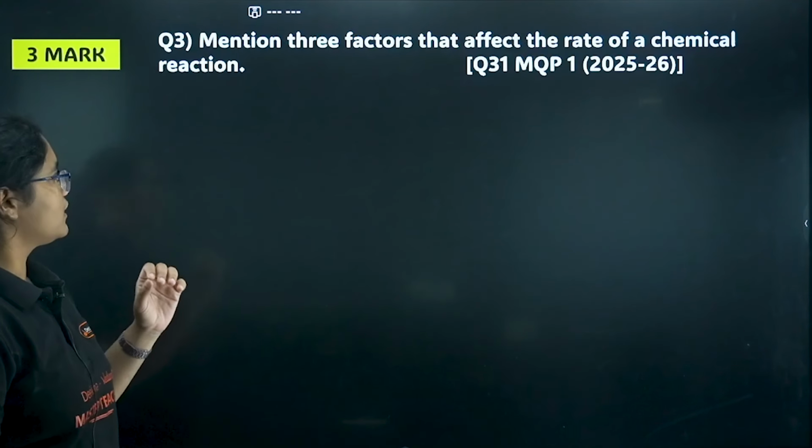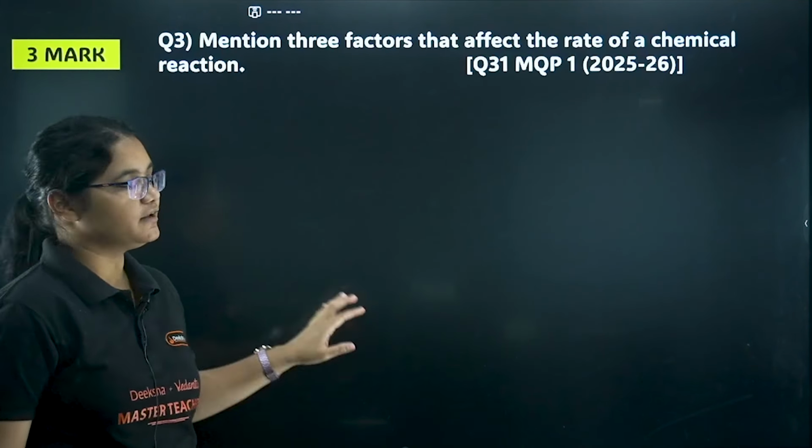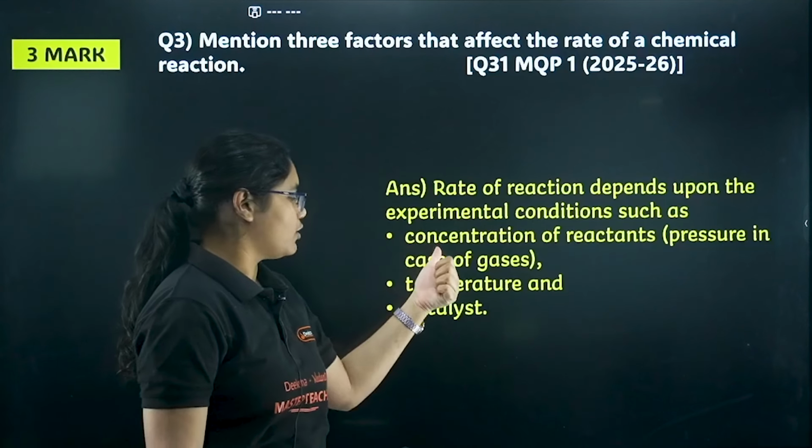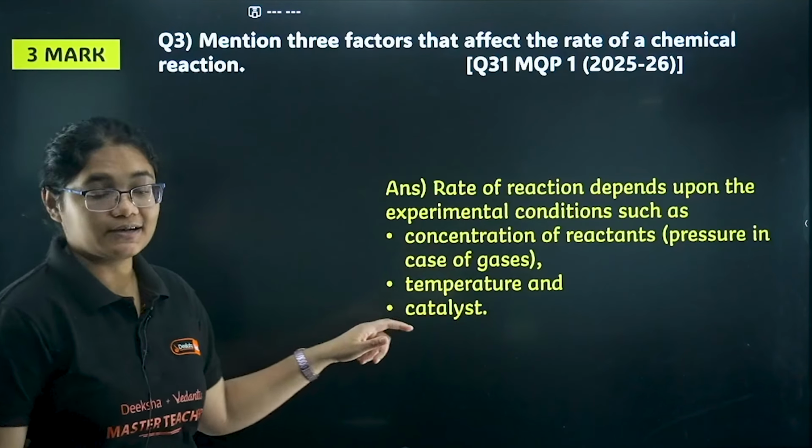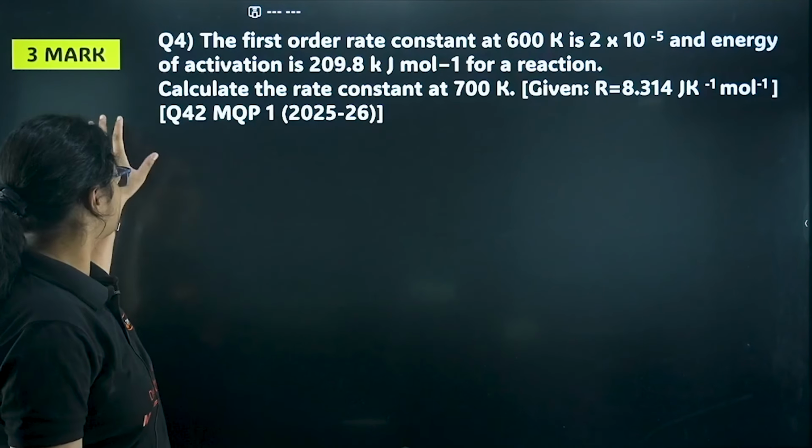Now coming to the 3 marker question: mention 3 factors that affect the rate of a chemical reaction. You have concentration, temperature and catalyst. Now we'll go to the numerical questions of this one.